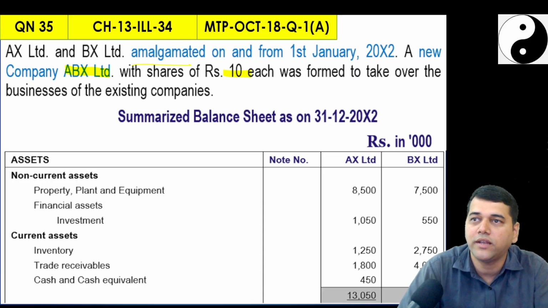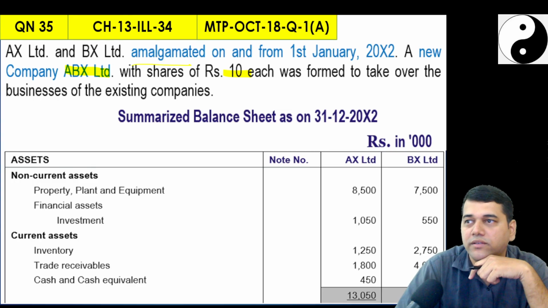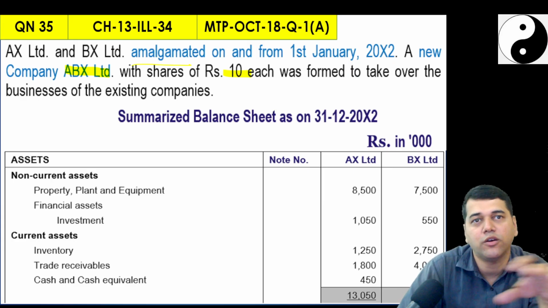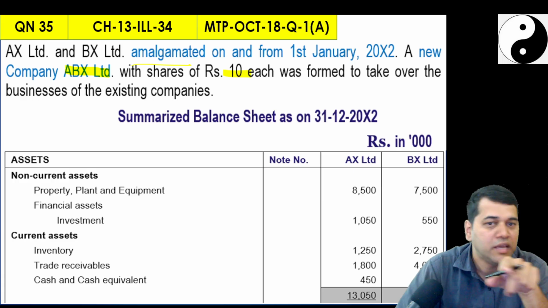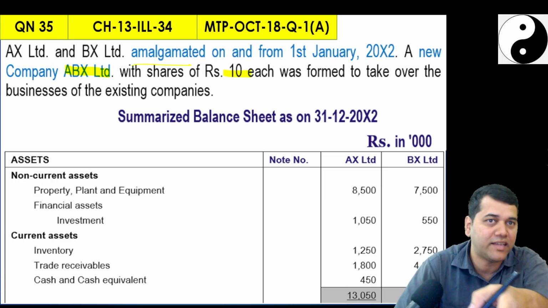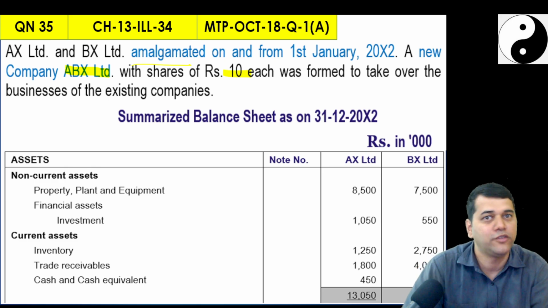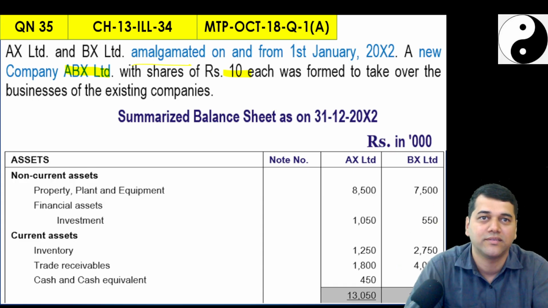Now, who is the acquirer here? You will say, sir, ABX is the acquirer, and AX and BX are the acquirees. But how can a new company take over two companies? It's not possible. It's like a Veera and Zira example. Someone among AX or BX is so powerful that they acquired another entity in the name of ABX. Now, who is that? That you need to find out.